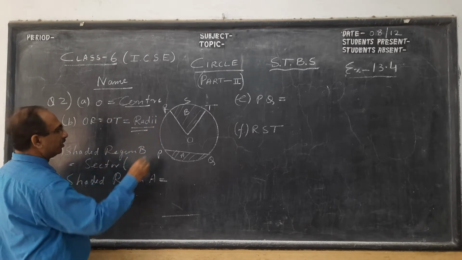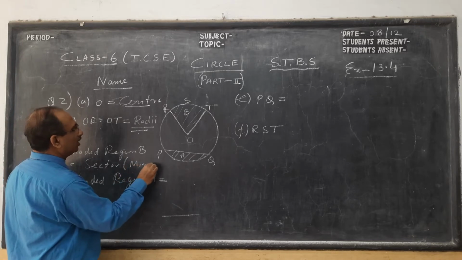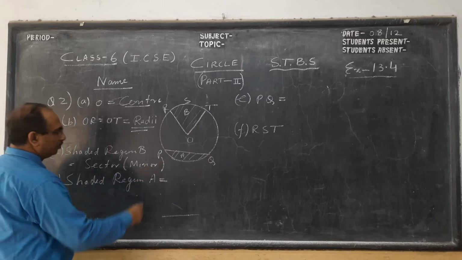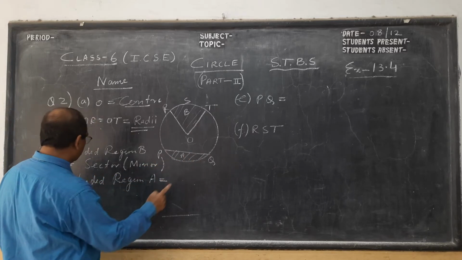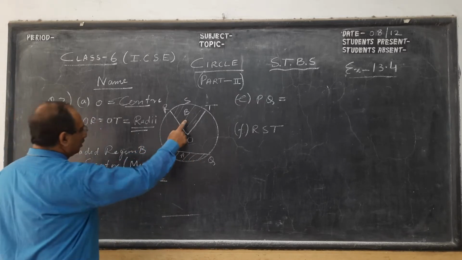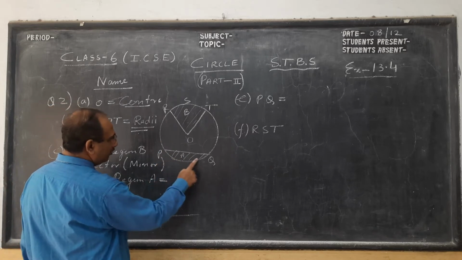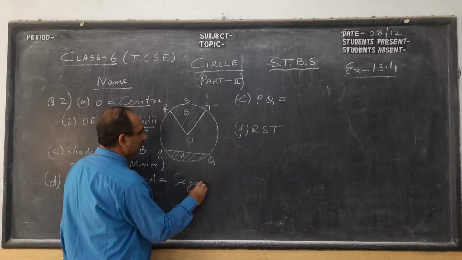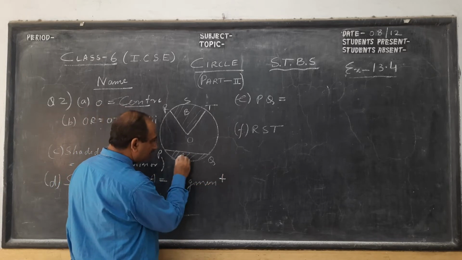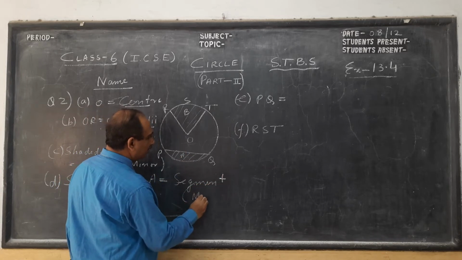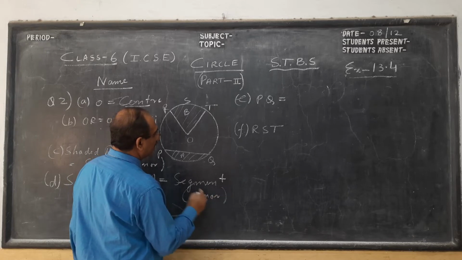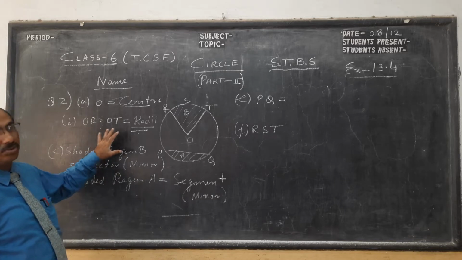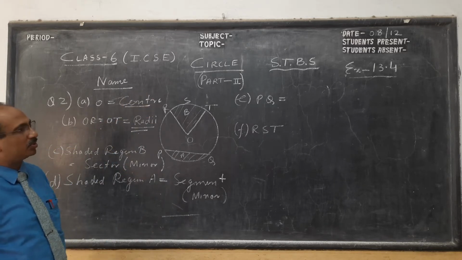Just in part 1 of my video I explained, and you may call it minor sector, smaller. Shaded region B is a sector. Shaded region A, the region between an arc and a chord, we call it a segment. So this is a segment, children. Better, since this is smaller, we call it minor segment. You can write the better answer, minor segment, and the rest is major segment. Any doubt, you just see part 1 of my video once more.